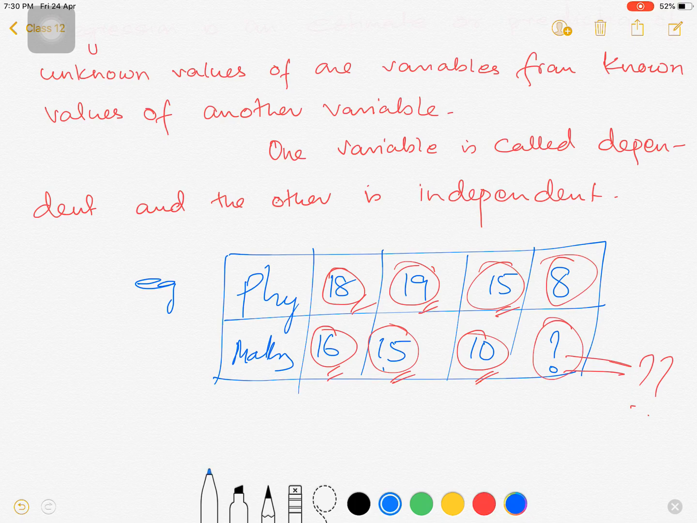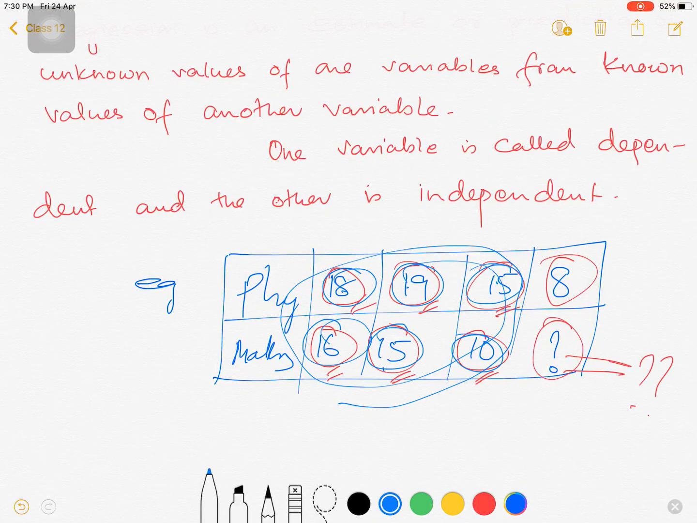Look here, for example, 18, 19, 15 and 16, 15, 10. These three sets of values are already known. Now we will find the missing value, this question mark, from the known value, that is 8.